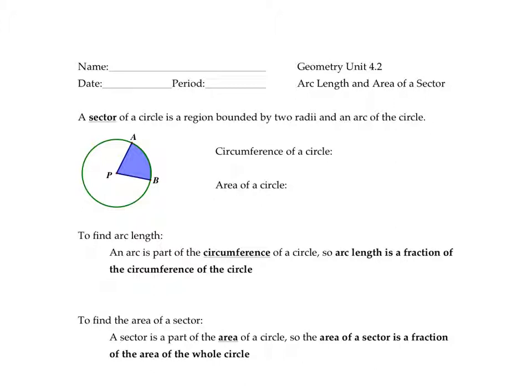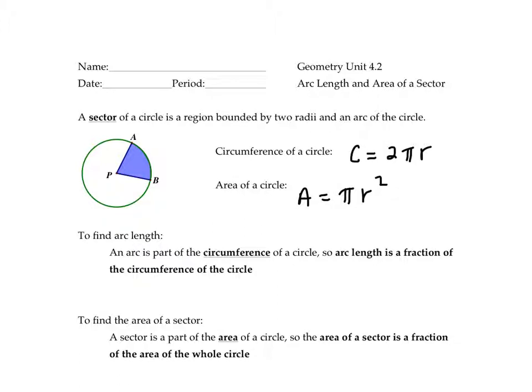First, before we find arc length, we need to review the formula for circumference of a circle. So remember that circumference equals 2 times pi times the radius of the circle. Area of a circle, the formula is pi times the radius squared.